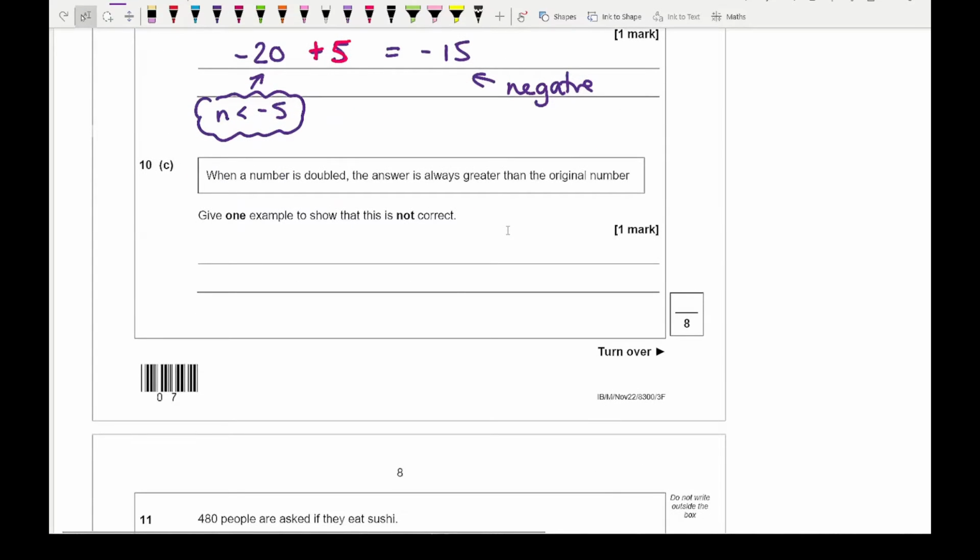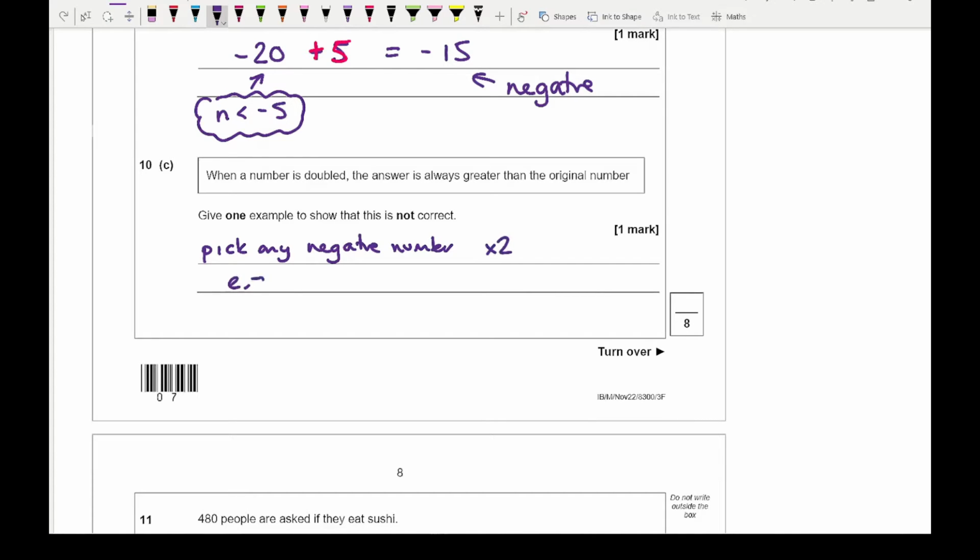For 10c, it says when a number is doubled, the answer is always greater than the original. Give one example when this is not correct. Well, again, if you just pick any negative number, and then multiply that by 2.